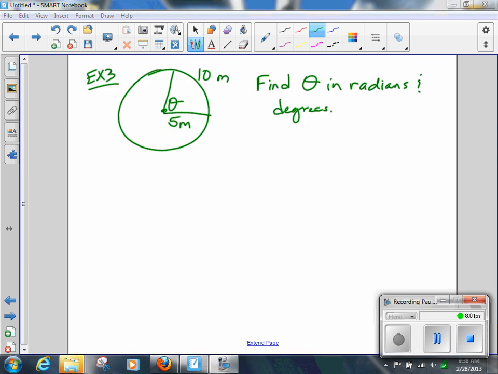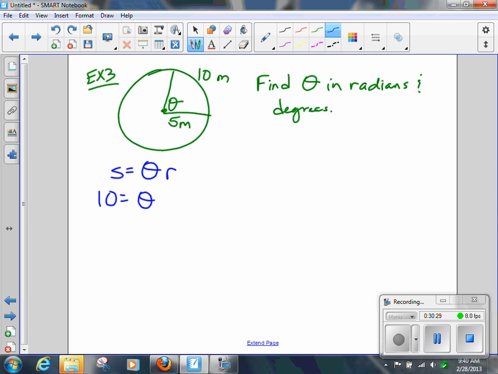Questions at all? I want you to do this one yourselves. 10 equals theta times 5. Divide both sides by 5, yes? So theta is equal to 2 what? Radians. Does that make me kind of want to cringe a little? But again, this is 2 radians that we're connected to that tick mark circle, yes? How many of you had 2 radians? Awesome.